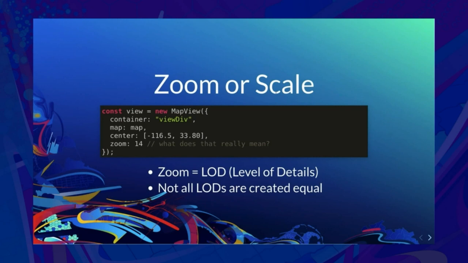Zoom or scale. So when you're working with the map view or the scene view, most of the time you're probably just going to set a zoom level. But what does zoom really mean? A zoom is based on the level of detail of the base map you're using for your map. And those level of details are predefined based on how the base map was created. So not all level of details are created equal. For example, the level of details between raster-based maps and vector-based maps are slightly different. And that's because of the size of the tiles that are cooked.